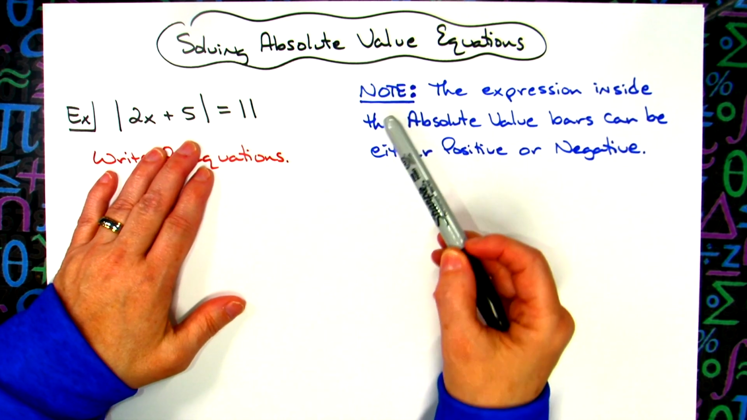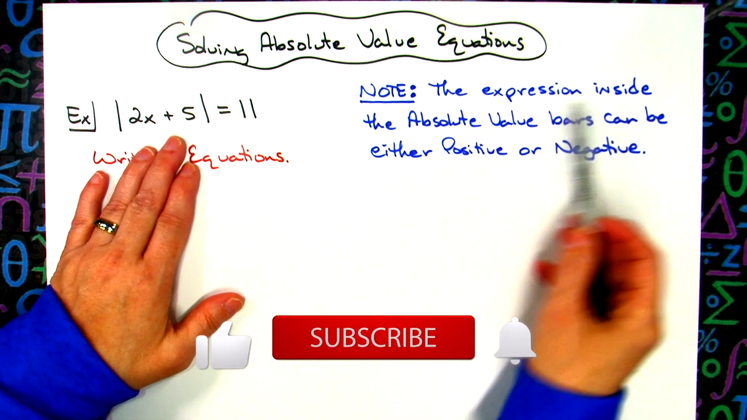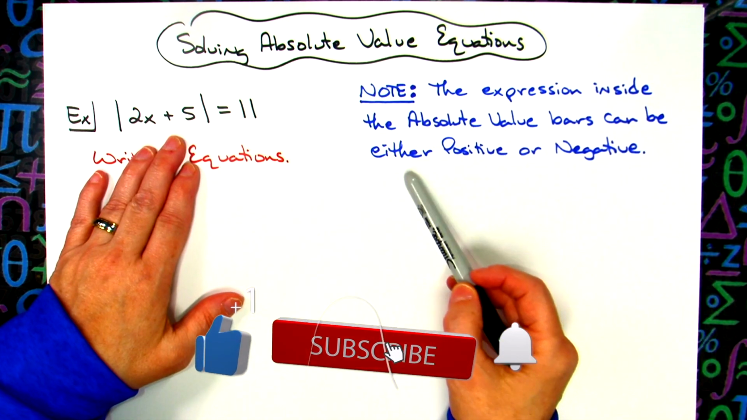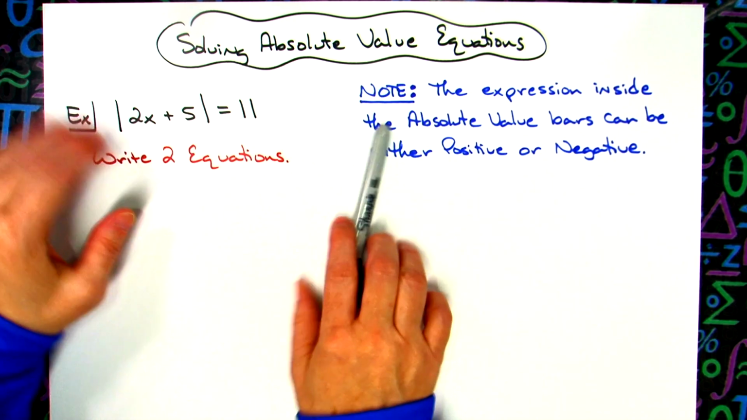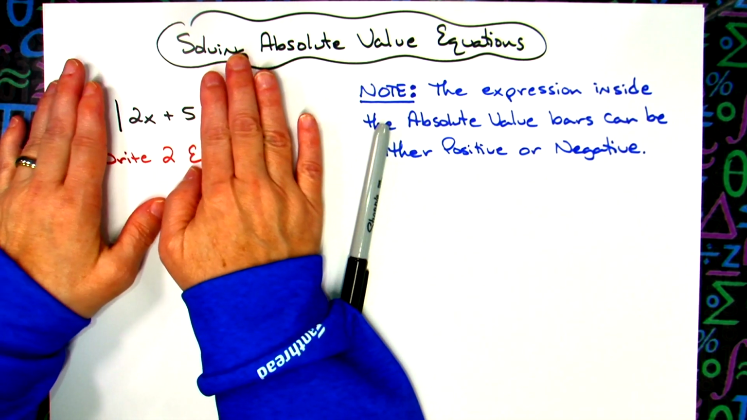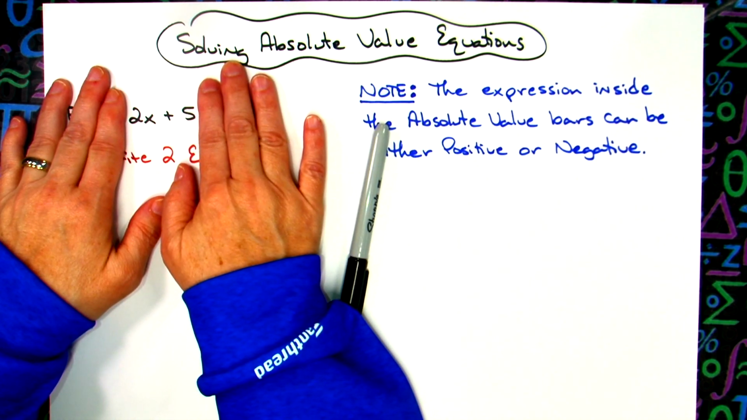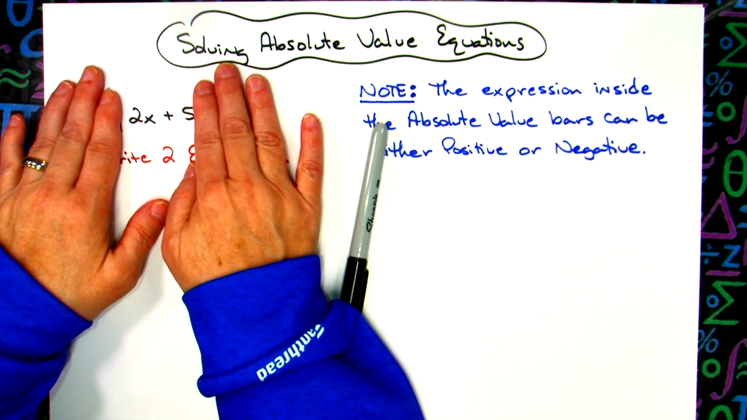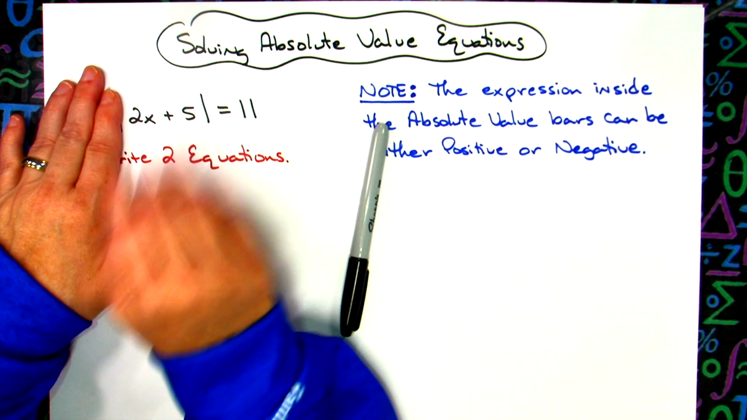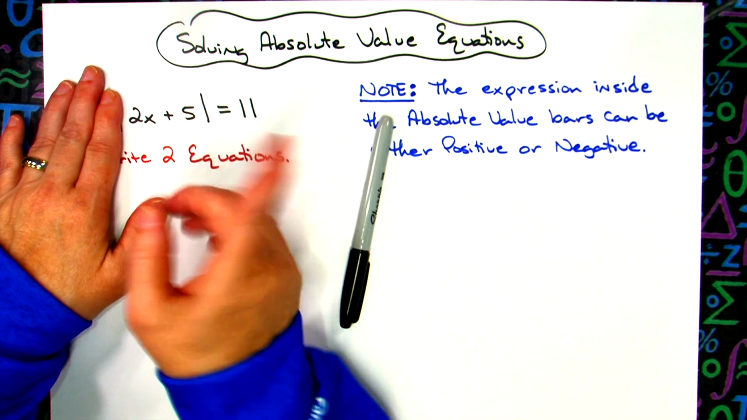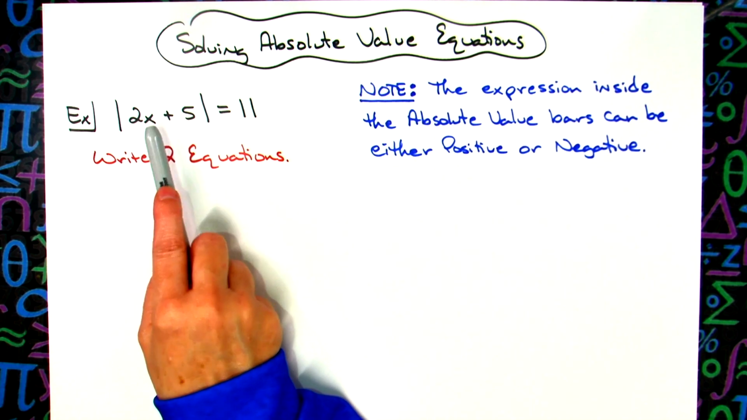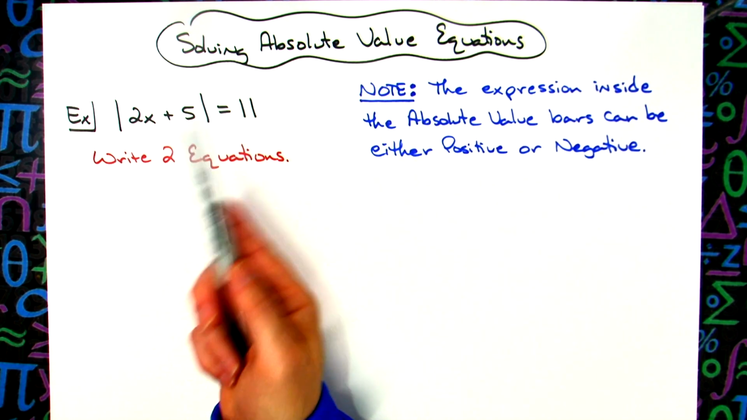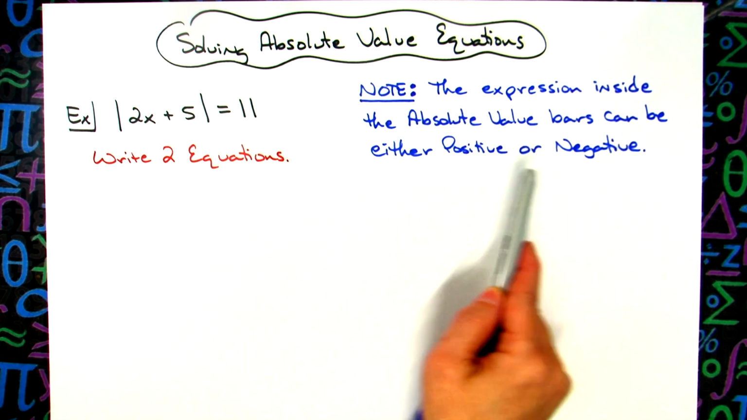All right, so this is the reason. This expression inside the absolute value bars can be either a positive or a negative. So this expression inside here, since I have absolute value bars around it, it could be a positive or it could be a negative. So when I write the equation, I'm going to just use that 2x plus 5 and set it equal to a positive 11. Then I'm going to take it and set it equal to that negative 11. But this is the reason, because when we take the absolute value of something, it turns positive. So for that reason, that's why we are writing two equations.